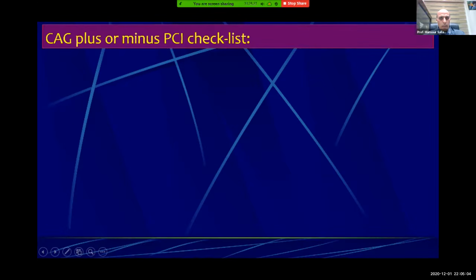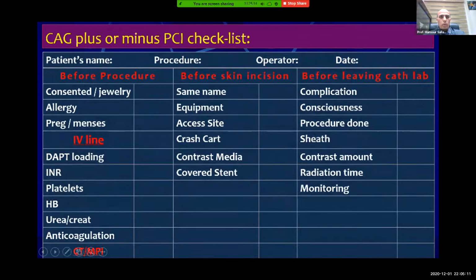And please, if you are working in a cath lab, not a busy cath lab, you have to have this checklist. If you are working in a very busy cath lab, it is a must. I propose this checklist. We can add or upgrade whatever, but I think these are the basic requirements to know about your patient.